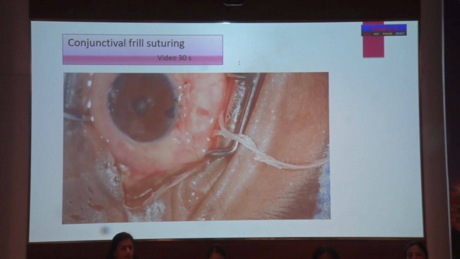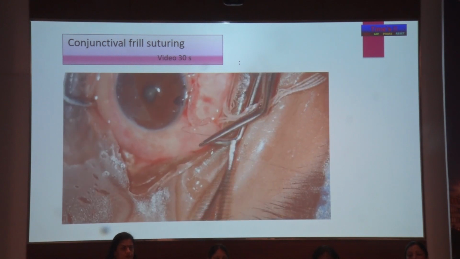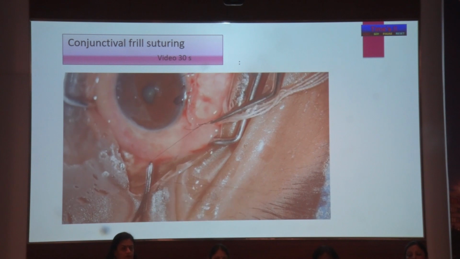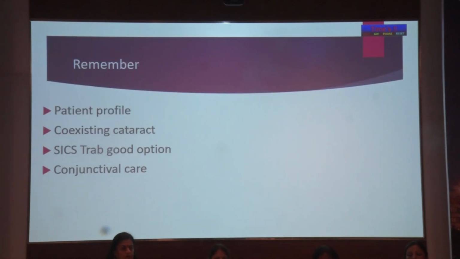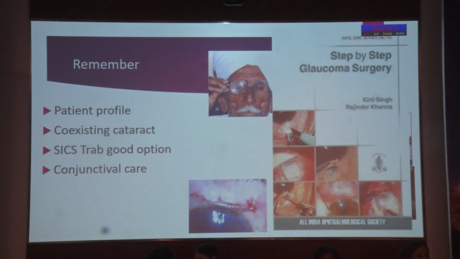The releasable sutures are removed within 7 to 10 days, depending on the IOP and the bleb, and the conjunctival sutures in 3 to 4 weeks, depending on the healing. We do a round body needle technique for this. So remember patient profile, coexisting cataract, combined trab is a good option for patients who can't come back, and conjunctival care for the ACG situations. And this is our CME on step-by-step glaucoma surgery if you want to go through that.